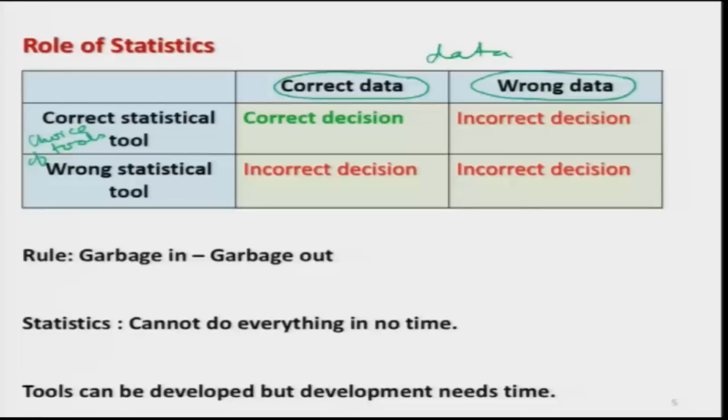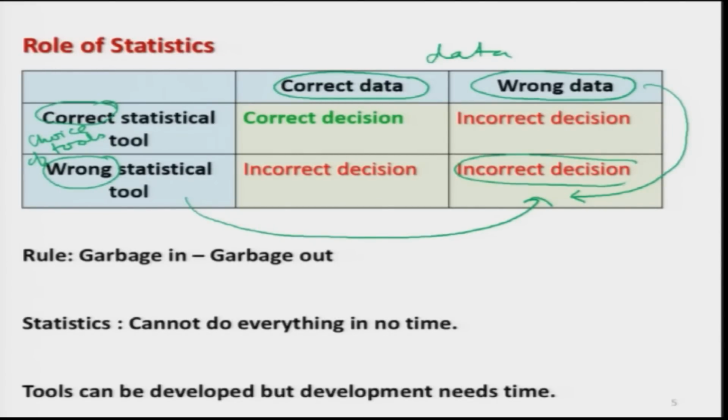for a given problem. So the choice of a statistical tool can be correct, or it can also be wrong. Now, there are four options. The first option is this: suppose I choose the wrong statistical tool over a wrong set of data. Then the decision is not going to be correct. The next option is that I choose the wrong statistical tool and the data is correct.